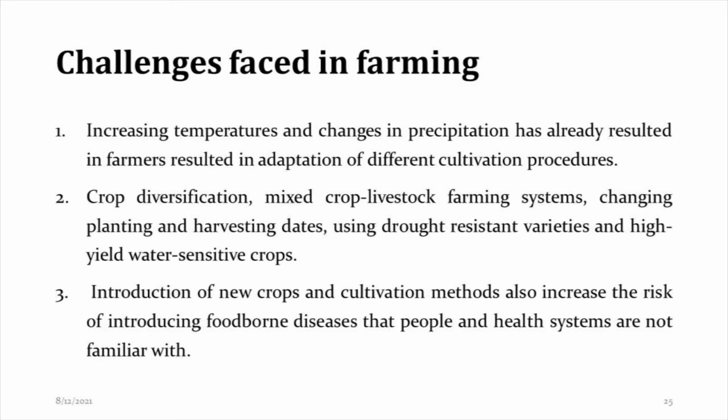Challenges faced in farming. Increasing temperature and change in precipitation has already resulted in adaptation of different cultivation procedures by the farmers. Some of them are crop diversification, mixed crop livestock farming system, changing planting and harvesting dates, using drought resistant varieties and high yield water sensitive crops. However, introduction of such new crops and cultivation methods could also increase the risk of introducing foodborne diseases that people and health system are not familiar with.